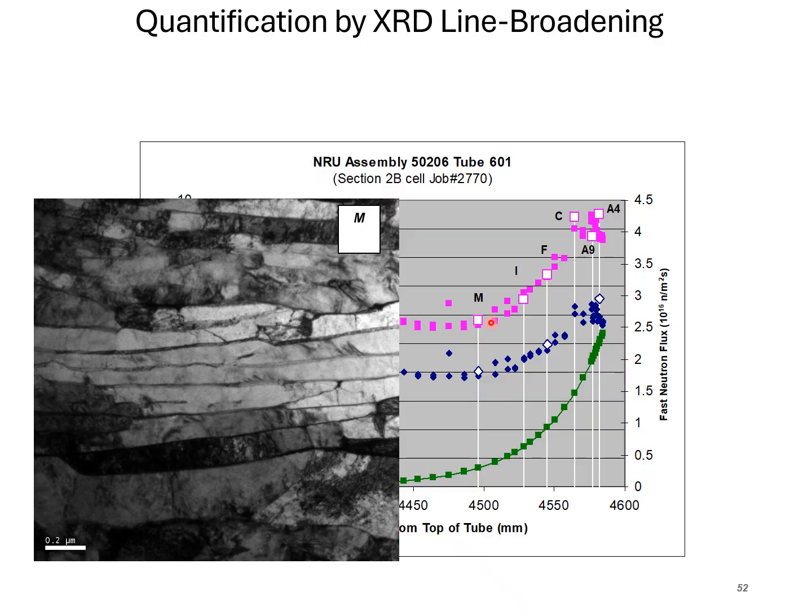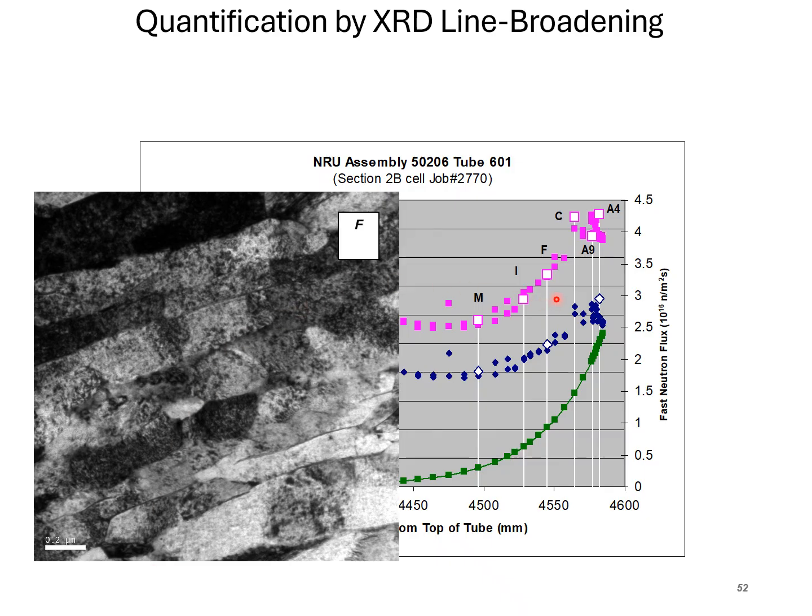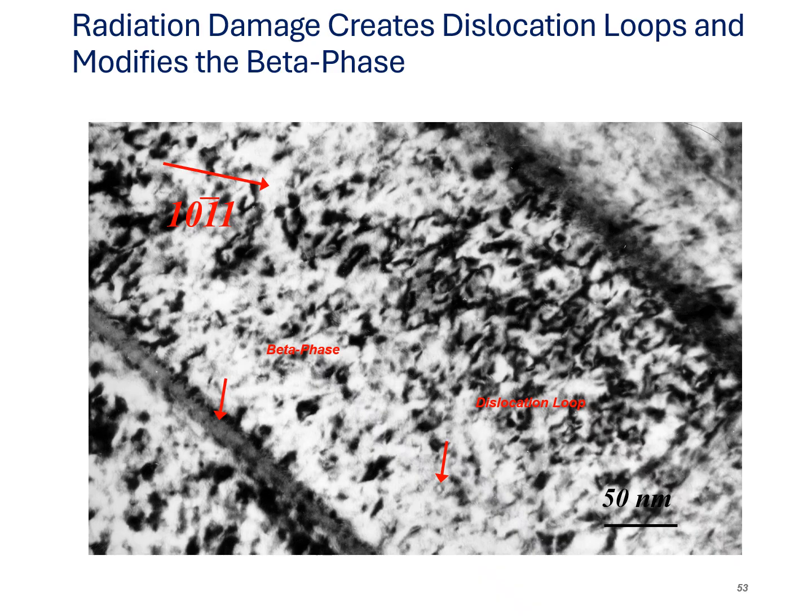We don't see any effect on the line broadening, but we don't see it in the TEM. But if we keep going, by the time we get to F here, where we see a signal in the X-ray diffraction, we also see the effect in the TEM image. And this is a typical TEM image of a neutron irradiated zirconium 2.5Nb pressure tube.